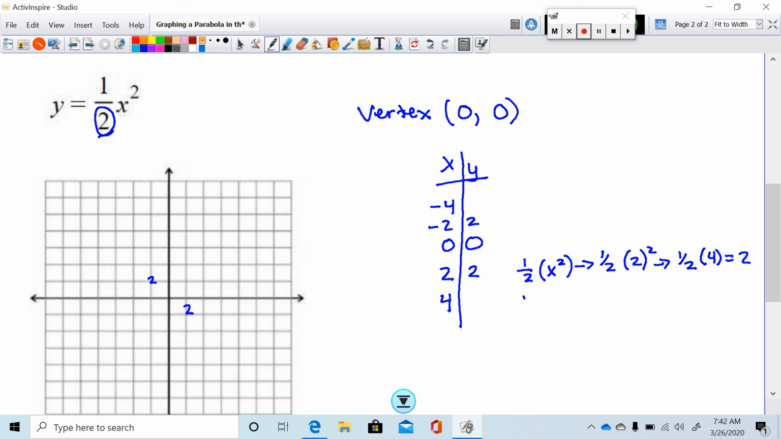Now I'm going to do the 4. 1/2 times 4 squared. 4 times 4 is 16. And half of 16 is 8. So that means this one's 8 as well. So I'm counting by 2's on my scale. So -4, 8. This is 2, 4, 6, 8 right here. -2, 2 is right here. 0, 0. +2, 2. And +4, 8. And that will be my parabola.